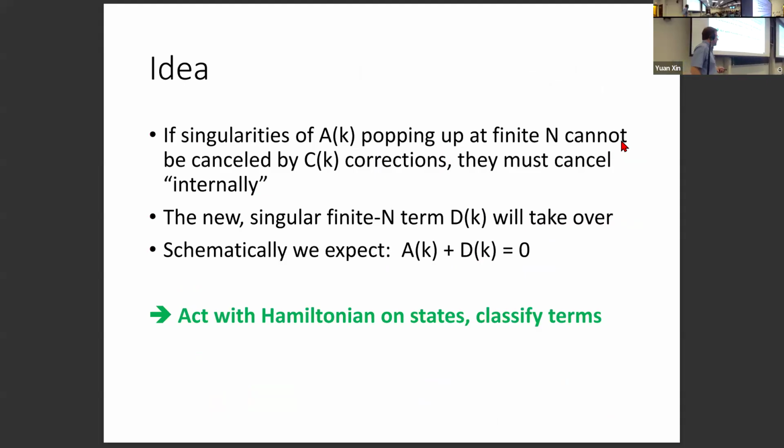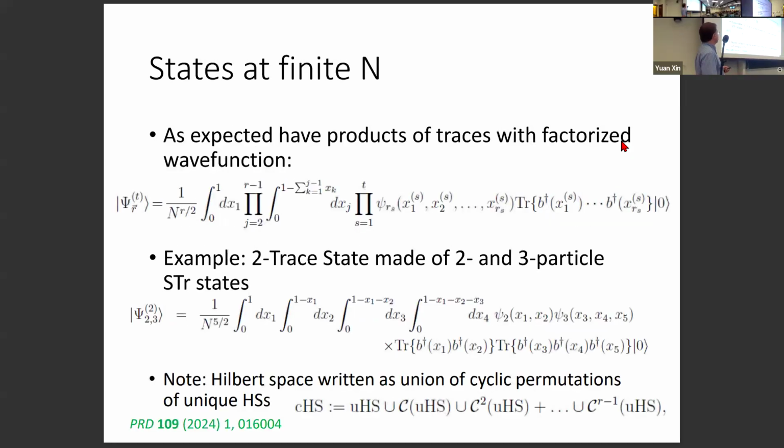So basically, you can already expect what the punchline is, that in order for that theory to be finite, you have to have a cancellation of not the operators, obviously, but something has to cancel. And as it turns out, a lot of the matrix elements will cancel. So what we have to do is act with the Hamiltonian on the states of the theory, and then just classify the terms by their power of N, and basically where they come from.